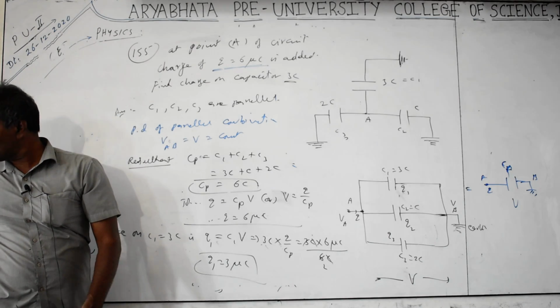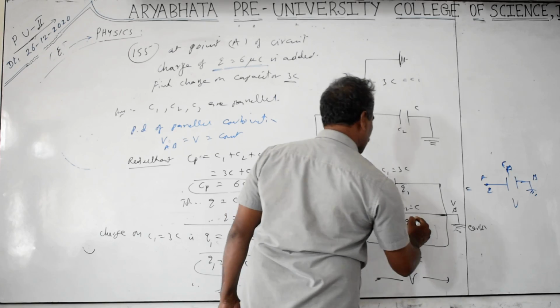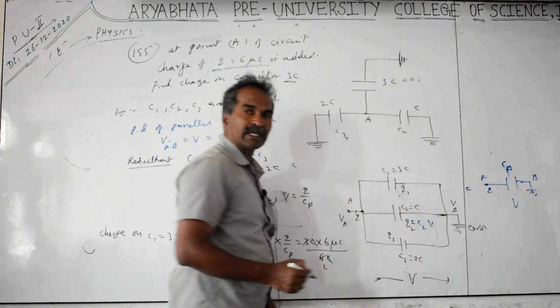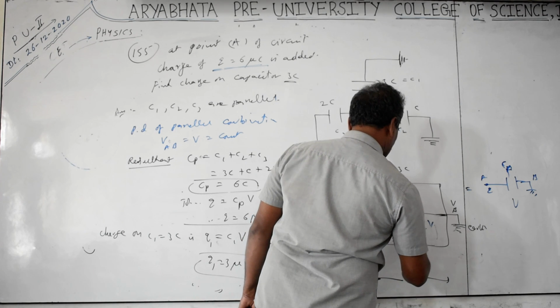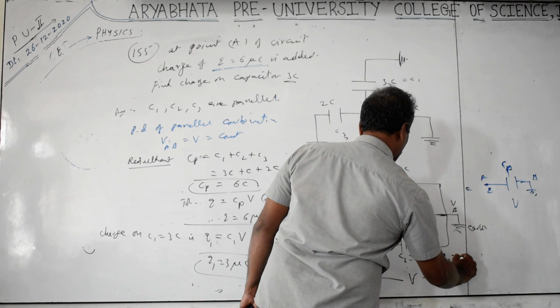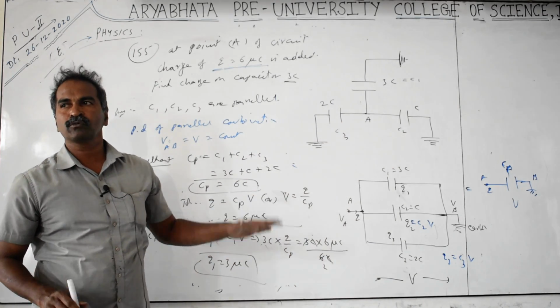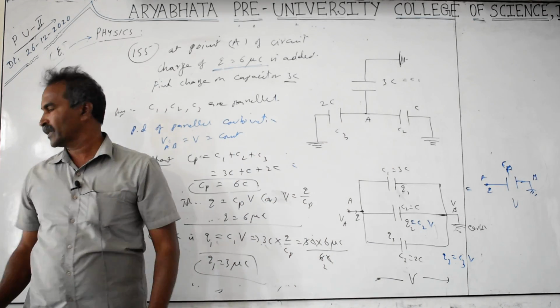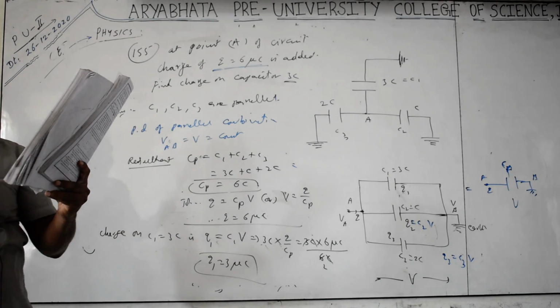Similarly, you can find the charge on the other capacitors also. What is the charge Q2? Q2 equals C2 into V. You can calculate correspondingly. And what is the charge on C3? Q3 equals C3 into V. You can calculate the corresponding charges. The total charge Q1 plus Q2 plus Q3 is supposed to be equal to Q. Next question is 156. We can easily work that out.